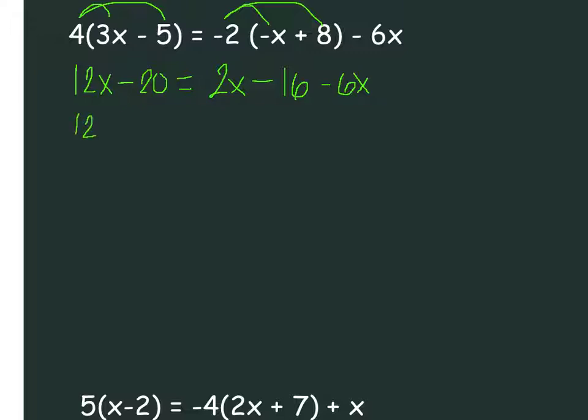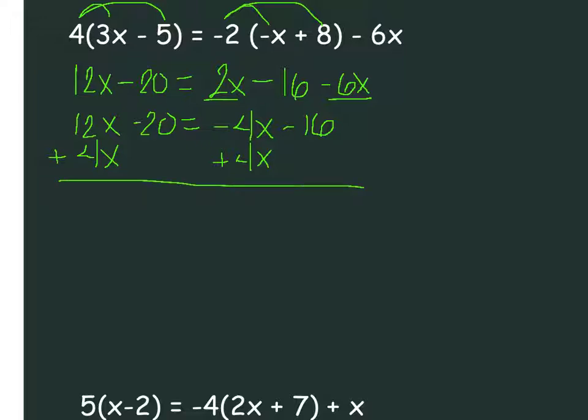Now I'm going to rewrite the left side, leave it as it is for now. On the right side, I have 2x minus 6x. I can combine those like terms. I get negative 4x minus 16. And now I'm back again to where I have x's on both sides. I'm actually going to move the 4x over because I can add it, and then I end up with a positive x on that side. So the 4x's cancel out. We get 16x minus 20 equals negative 16. Add 20 to both sides.